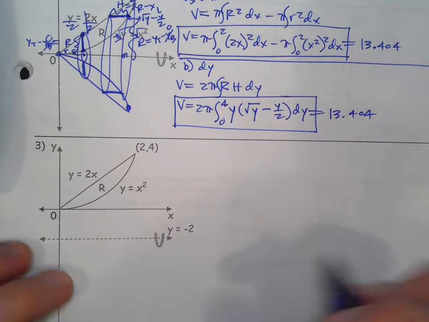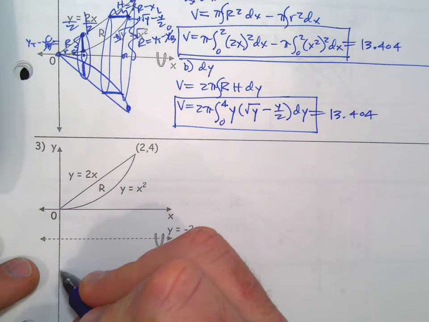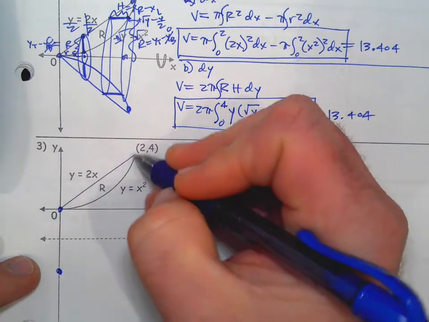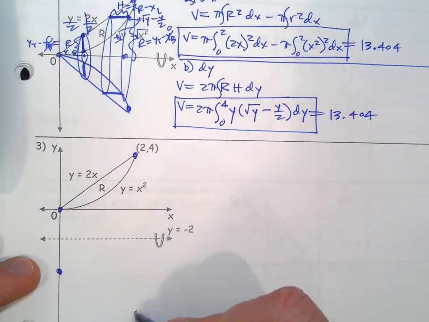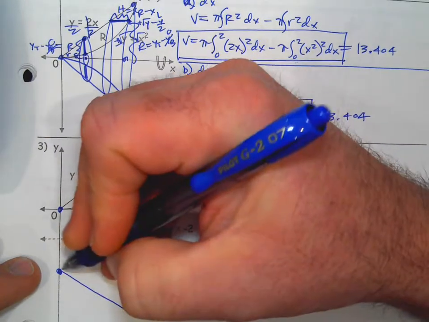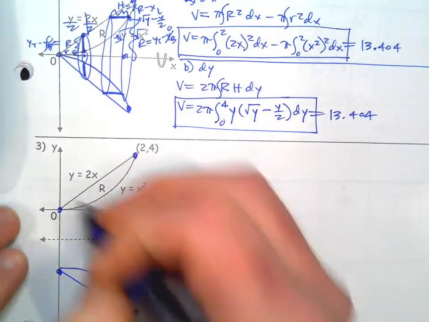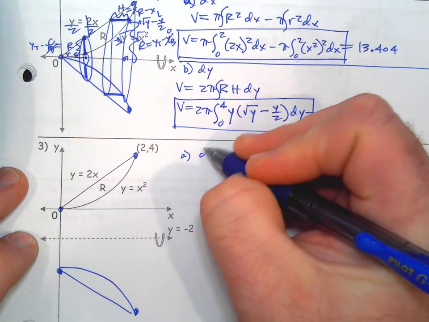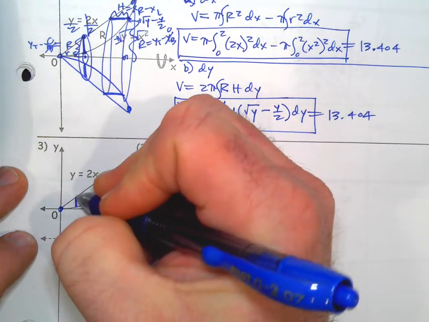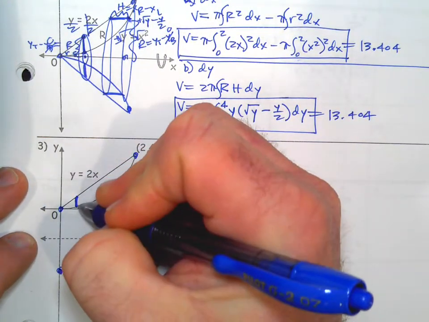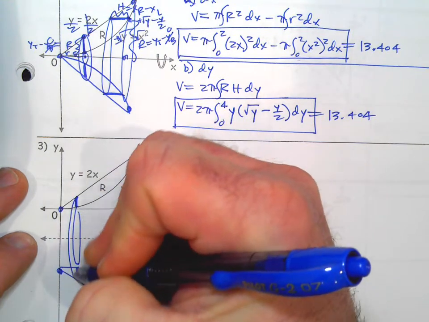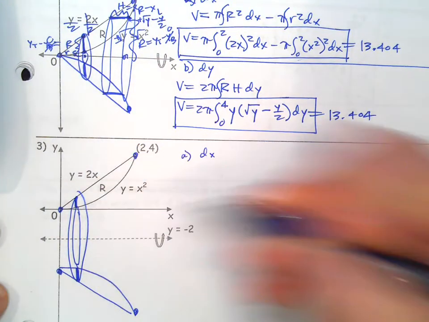Okay, next one. Next one looks kind of similar to the last one, but it's being rotated around this kind of offset rotation. So draw it. Now for part A, we're going to do dx, which is vertical slice. So I'm going to put it over here, and we're going to get disk washer method, right?